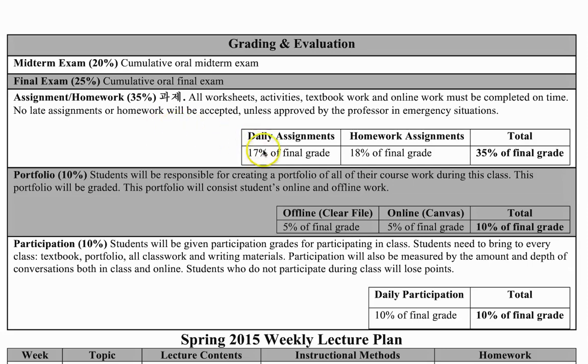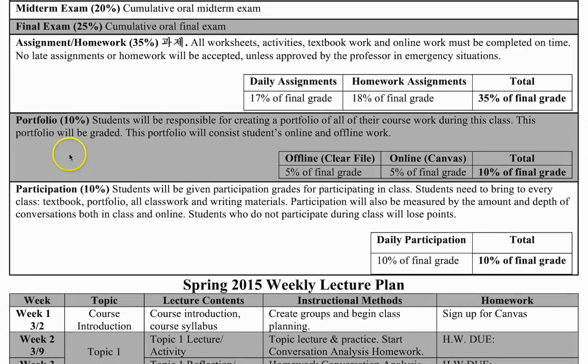So let's look at the homework and assignments. Your daily assignments are 17% of your grade. Your homework assignments are 18%, and your total is 35%. Next, let's look at your portfolio. In our class, we're going to have a portfolio, both an offline, which is your clear file, and an online, which is Canvas. Your offline portfolio, all you need to do is keep all of your paperwork and printouts, and we'll organize it later. Your online portfolio, don't worry about it. All you have to do is finish your assignments, and I'll organize that.